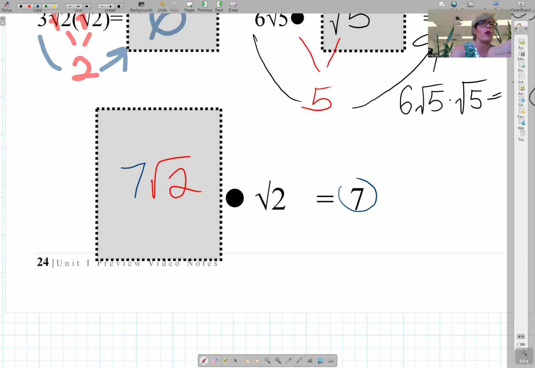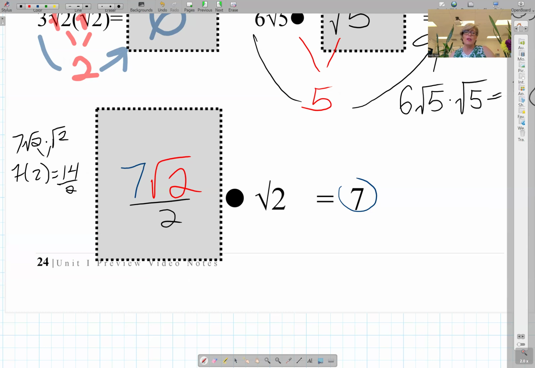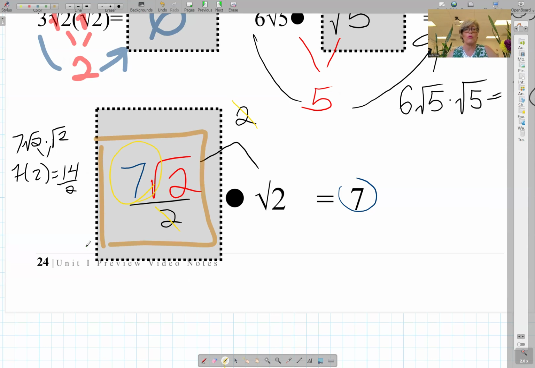Now, look at what you have so far. 7, I'm going to do this in the margin. 7 root 2 times root 2. Technically, that's 7 times 2, which is 14. Ask yourself, how could I get a 14 back down to 7? Well, I can divide by 2. So what times root 2 is 7 is 7 root 2 over 2. Why? Because root 2 times root 2 is 2. 2's cancel. What's left is 7. So your complete answer in the gray box is 7 root 2 over 2.